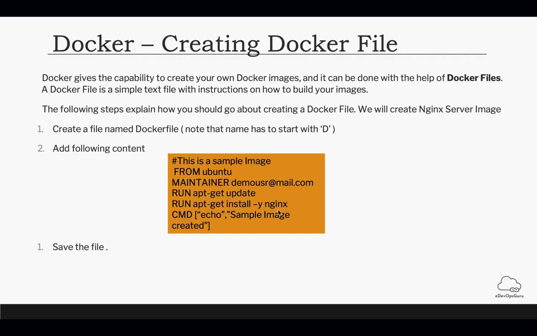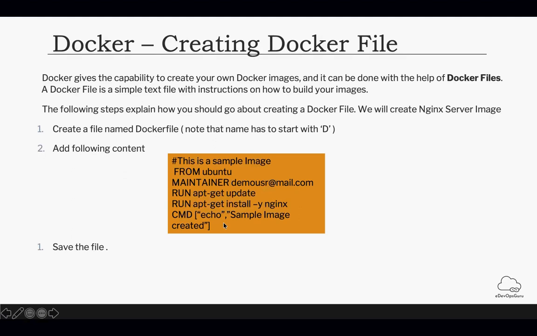Next is RUN. RUN is a keyword which tells that the statement after it would be executed inside the container. So first it would pull the Ubuntu image from the Docker repository, then it would run apt-get update, then apt-get install nginx, and at the end it will execute the echo command.